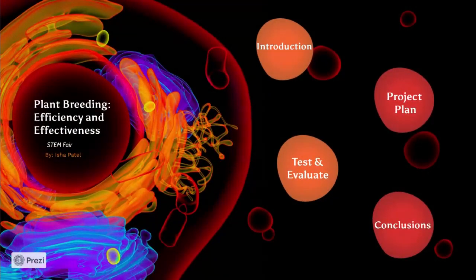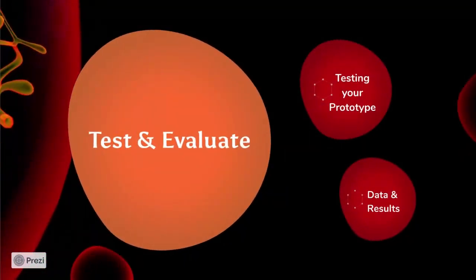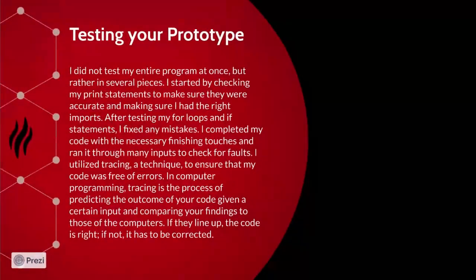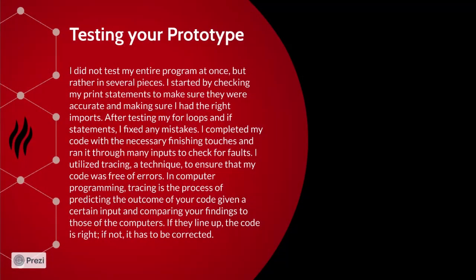Test and evaluate. Testing your prototype. I did not test my entire program at once, but rather in several pieces. I started by checking my print statements to make sure they were accurate and making sure I had the right imports. After testing my for loops and if statements, I fixed any mistakes. I completed my code with the necessary finishing touches and ran it through many inputs to check for faults. I utilized tracing, a technique to ensure that my code was free of errors.